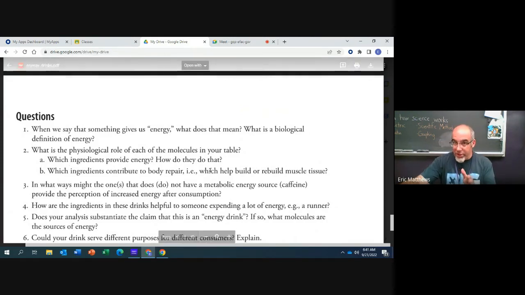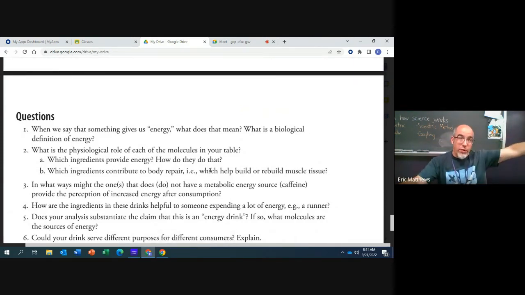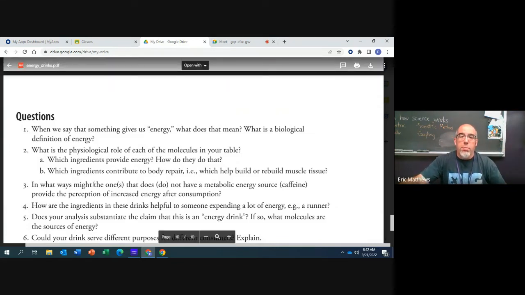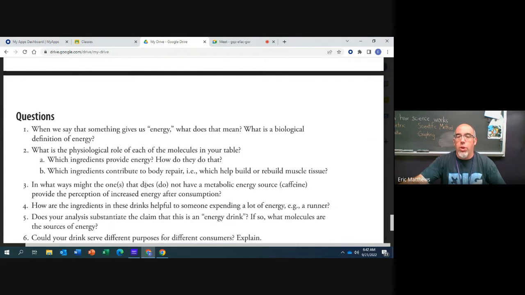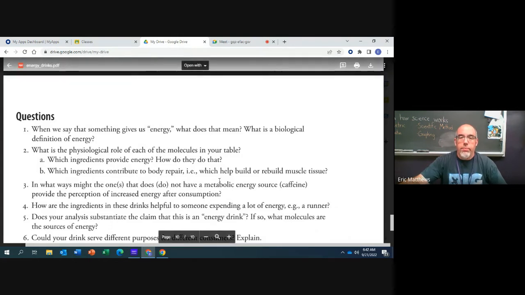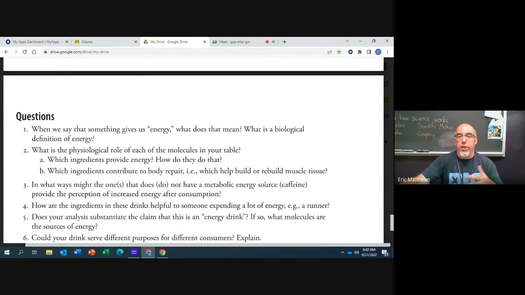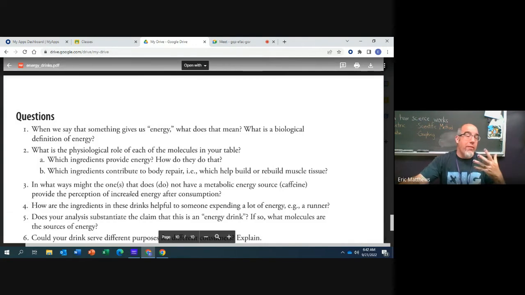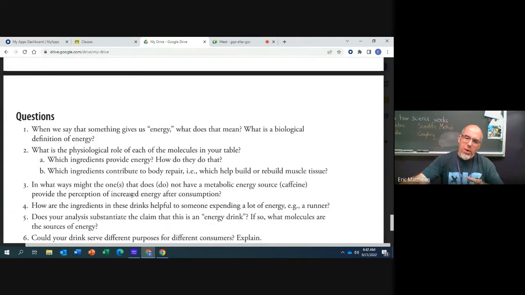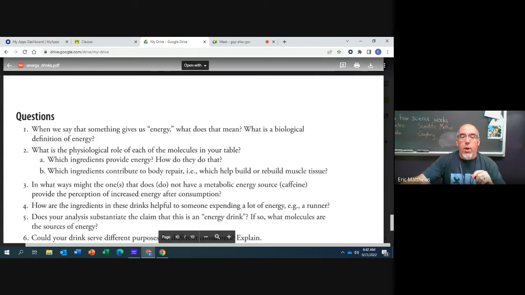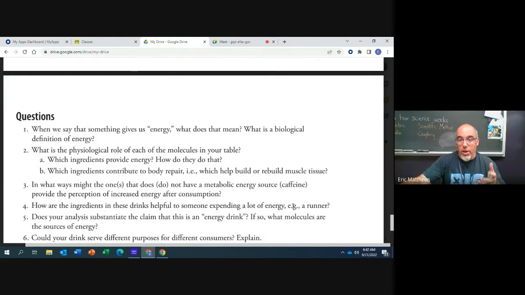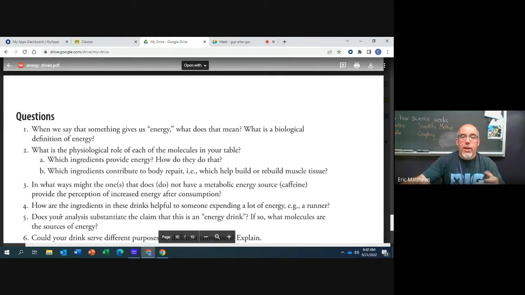So it's very, very similar to what we already saw in the first set of questions, right? In what ways might the ones that do or do not supply energy, things like caffeine, why might that feel like energy? If you don't know how caffeine works, check it out. How are the ingredients in these drinks helpful to someone who's spending a lot of energy, like a runner? You can answer that. Does your analysis substantiate the claim that it's an energy drink?